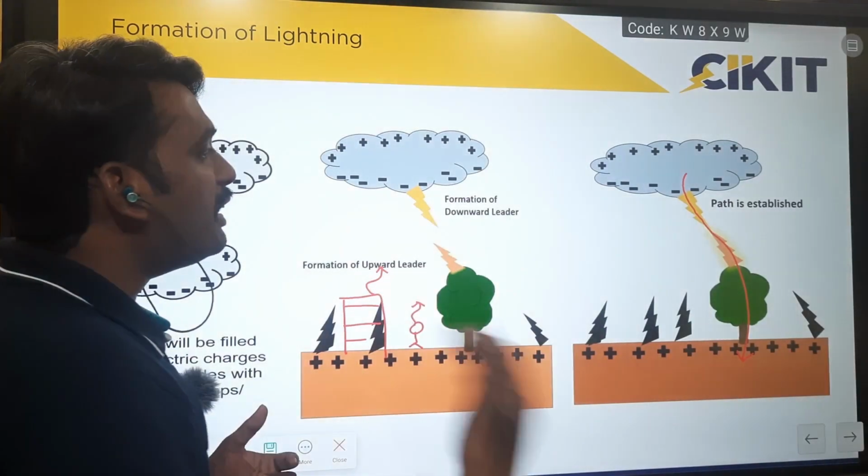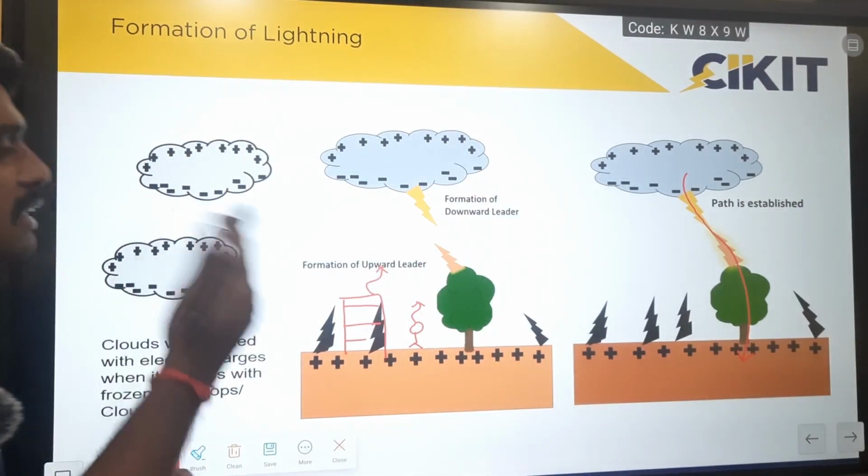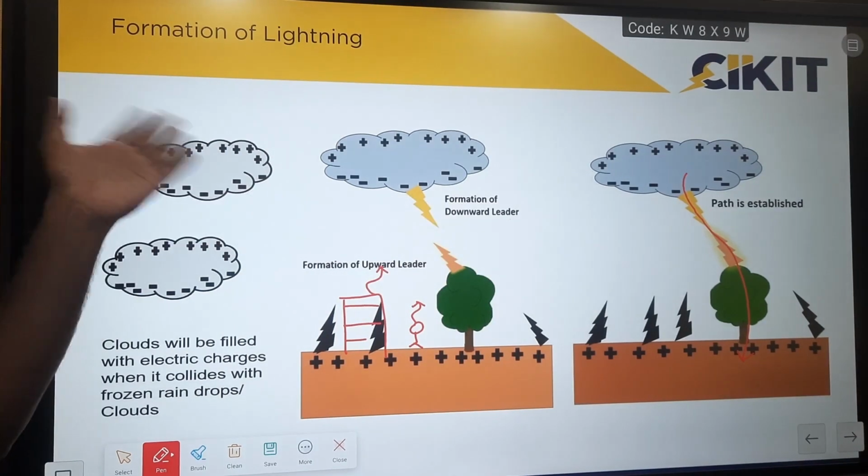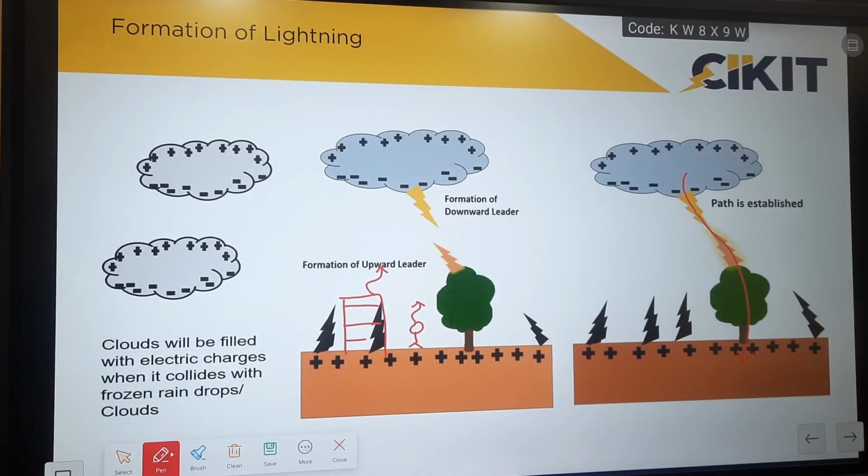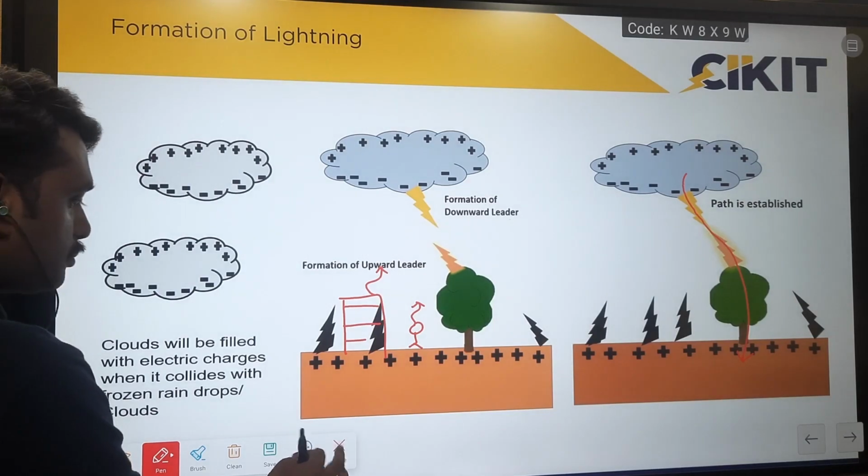If there are any other higher structures near the tree, the lightning may choose the path through the building. So it is not only the tallest structure that sends positive charges. All the bodies connected to the ground will send positive charges, and the path will be closed through the positive charge which reaches the negative charges first.